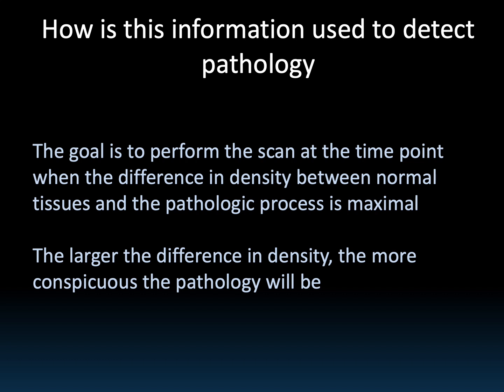So how is this information used to detect pathology? Well, the goal in any CT or MRI scan is to perform the scan at the time point when the difference in density or signal intensity, if it's an MRI, between normal tissues and the pathologic process is at its maximum. The larger the difference in density or signal intensity between the normal structures and the pathology, the more conspicuous it's going to be and the easier it's going to be to pick up with our eyes.